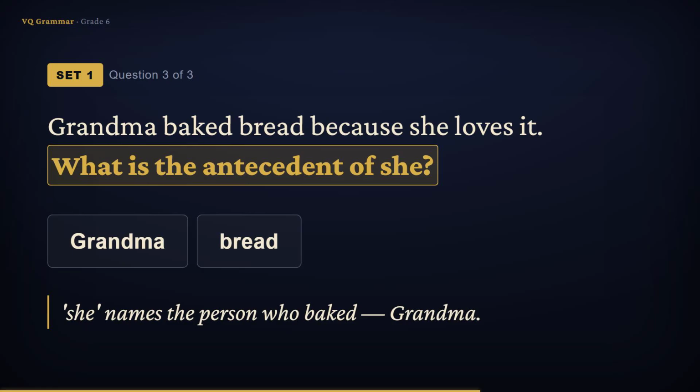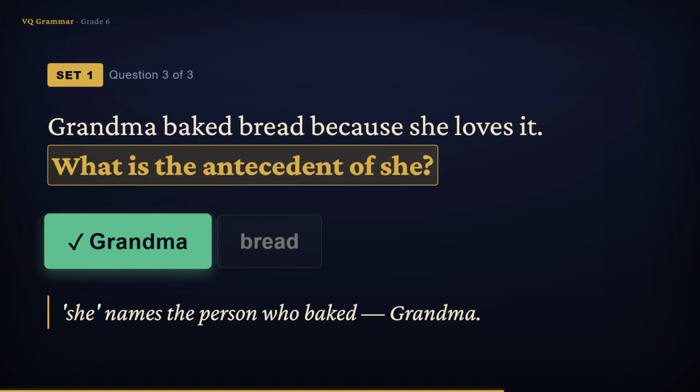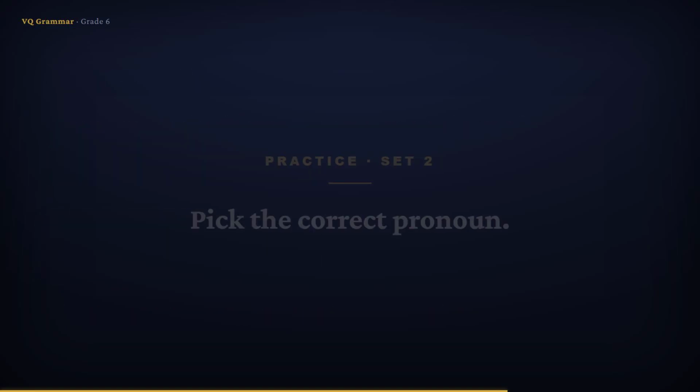There are two nouns here, grandma and bread, so be careful. The word she names a person who does the loving, and that's grandma. Bread is what the pronoun it stands for, so the antecedent of she is grandma.